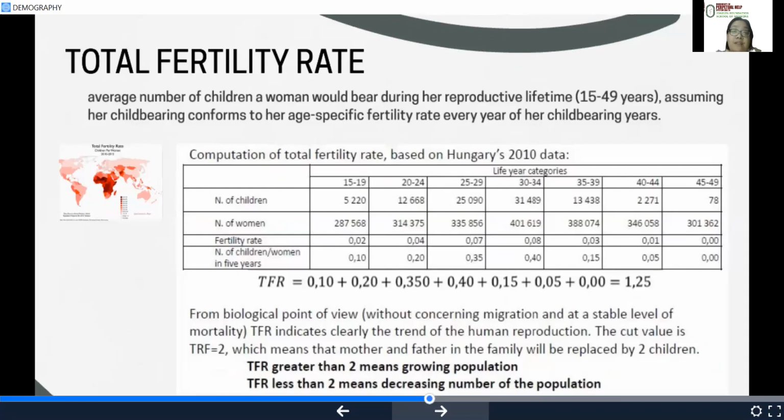So, for example, for Hungary, as listed, the age of the woman, number of children, number of women, and fertility rate for each category. So number of children per woman in 5 years. You just add that, and that is your total fertility rate. From a biological point of view, TFR indicates clearly the trend of human reproduction. So the cut value is 2. Anything greater than 2 means your population is growing, and less than 2 means your population is in decline.